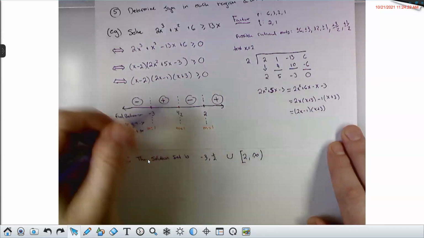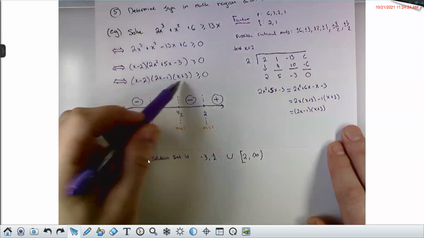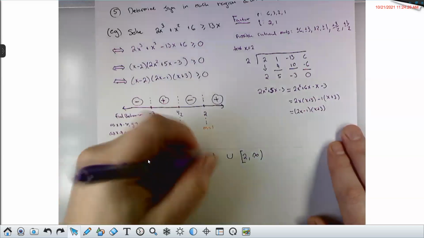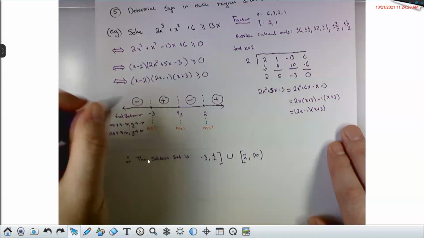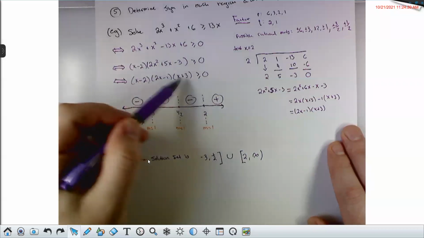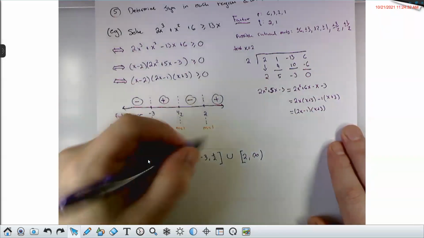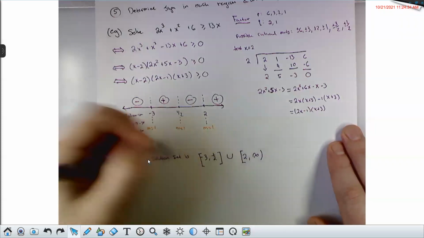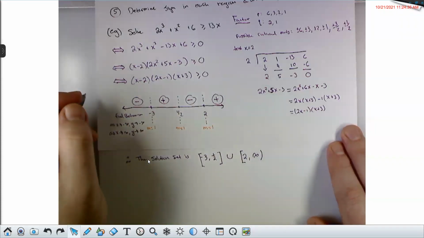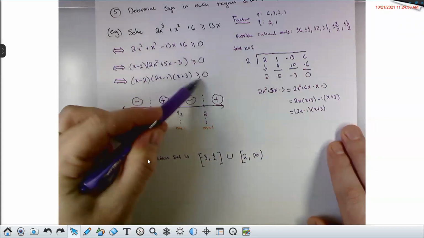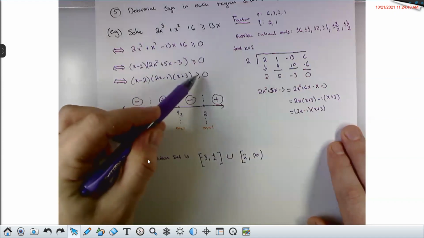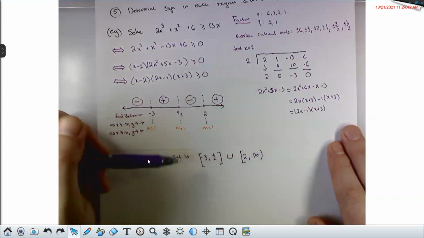If you plug in 1/2, this factor is 0, which makes this whole thing 0. And 0 is greater than or equal to 0. When you plug in -3, this is 0, which makes all this 0, and 0 is greater than or equal to 0. So here's my solution set. If this was a strictly greater than, rather than greater than or equal to, these would all be parentheses.